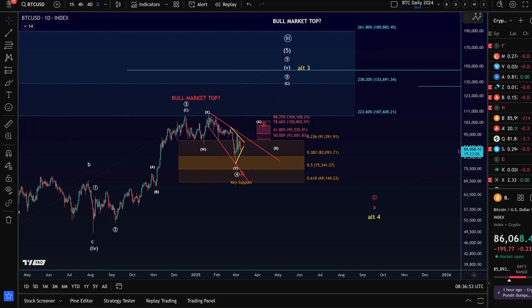We want to start on the daily time frame, and here there are a few things to mention, and I also want to show you a moving average that the price is currently testing.